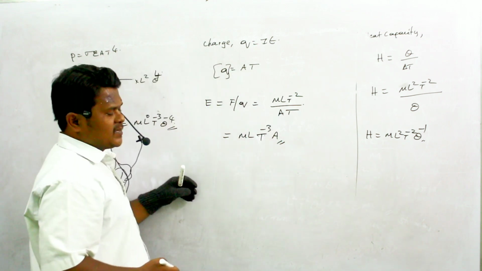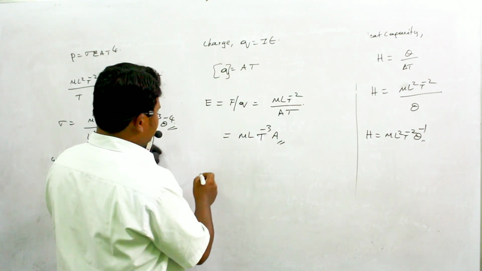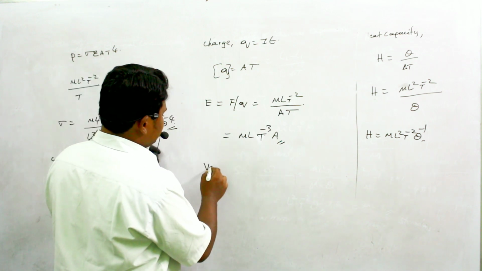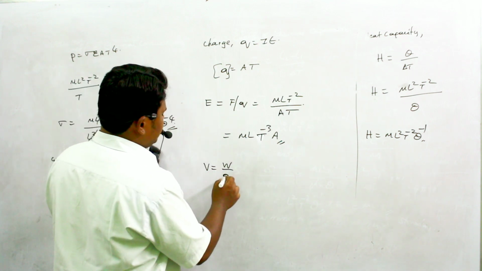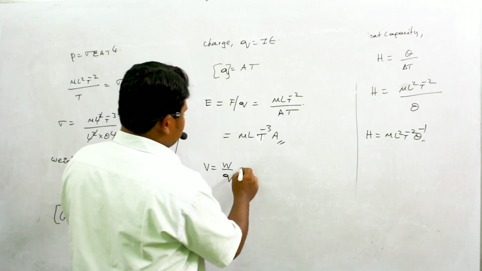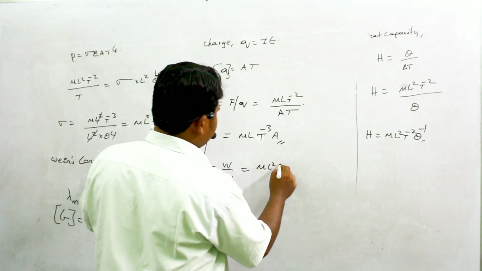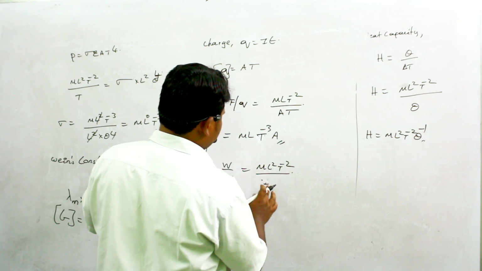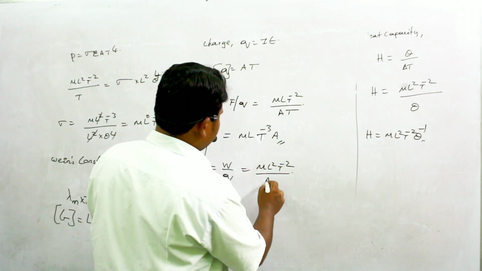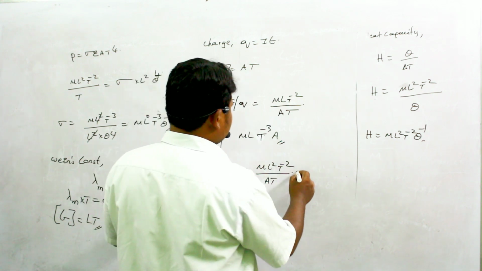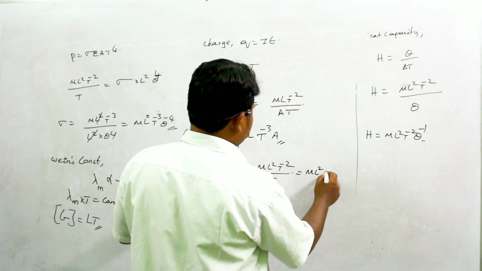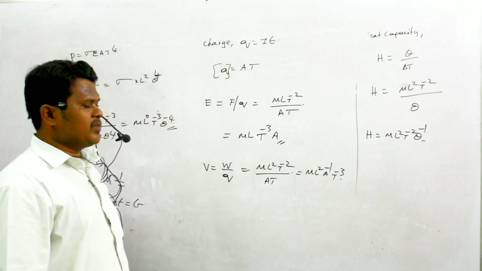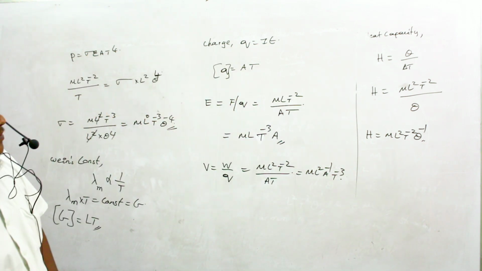Similarly, we will study the dimension of electric potential, which is written as V is equal to work done per unit charge. So work done is ML^2T^-2 divided by I into T, which can be written as A into T. So the dimension of this will become ML^2A^-1T^-3. So this should be the dimension of electric potential.